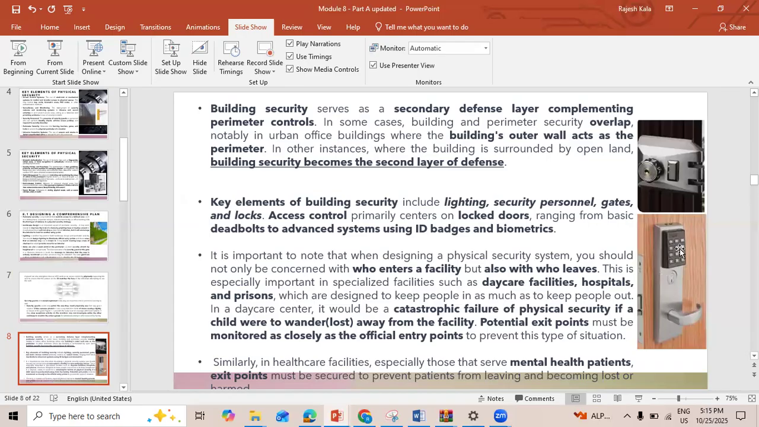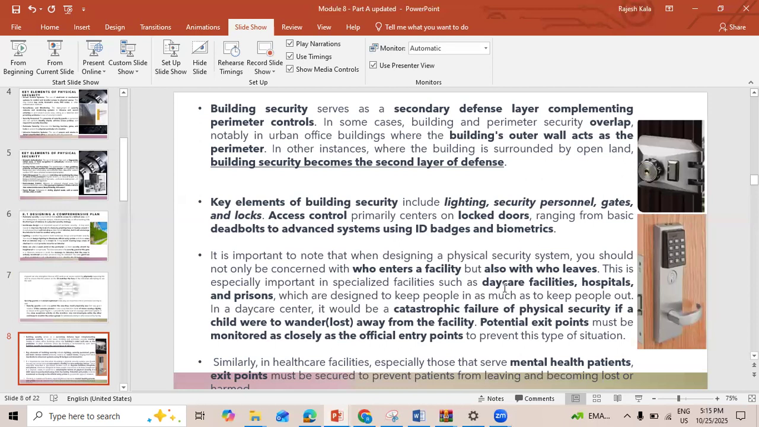It's not only that you are monitoring people who are entering the facility. We are also monitoring the people who leave. Examples are daycare, hospitals and prisons. Daycare is a school-like thing where you drop your kids when you go to work. When you are choosing a daycare, you should be very careful because you want to make sure that there is only one entry point and the exit points are official.